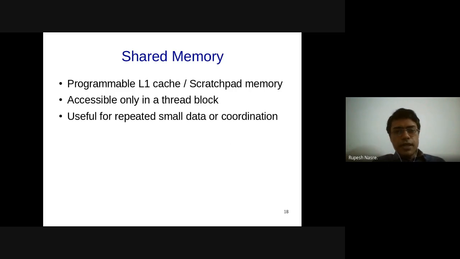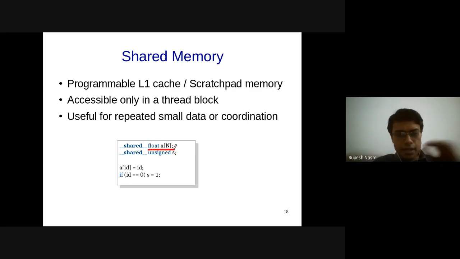Okay, so the syntax looks very simple. Whatever we usually define as variables, we just add __shared__ to that variable inside the kernel, and that defines a shared variable. So it is going to look like this. We have this float array of n elements, and that is going to be shared across all the threads within a thread block. Similarly, there is another variable s, a single unsigned, which is also shared across all the threads in the thread block.